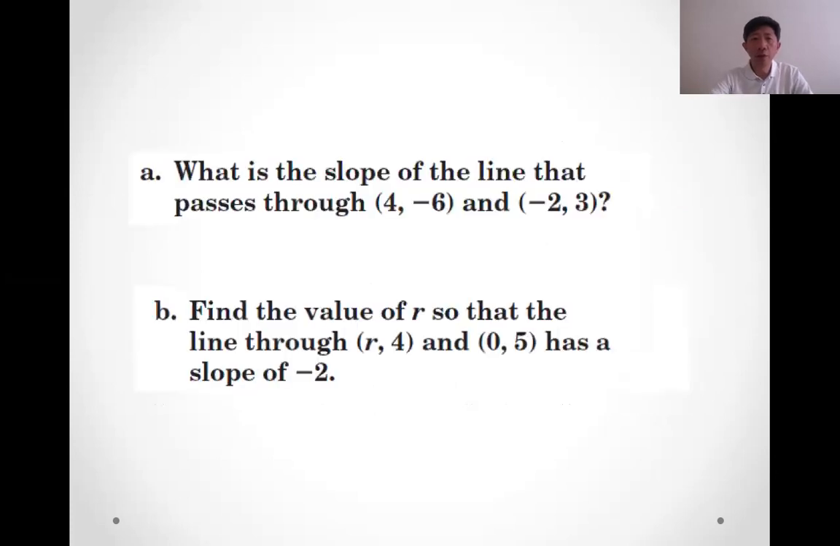And then next, there are a couple of problems that I'd like to go over with you, okay? What is the slope of the line passing through (4, -6) and (-2, 3)? That's the first problem. Next, find the value of R so that the line through (R, 4) and (0, 5) has a slope of -2, okay? Let's do the first problem.